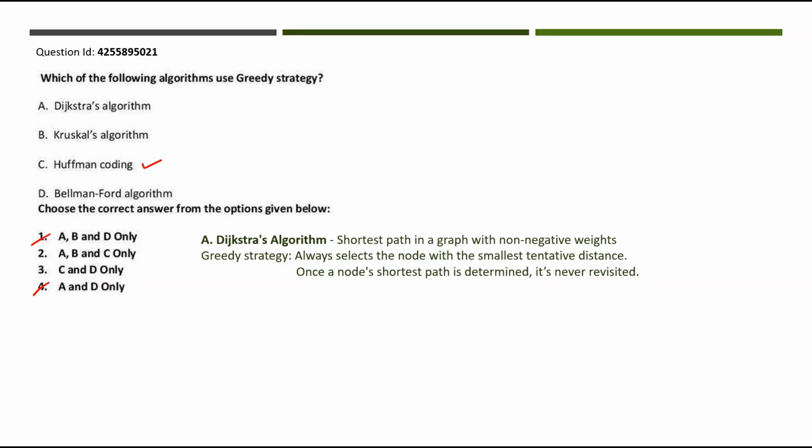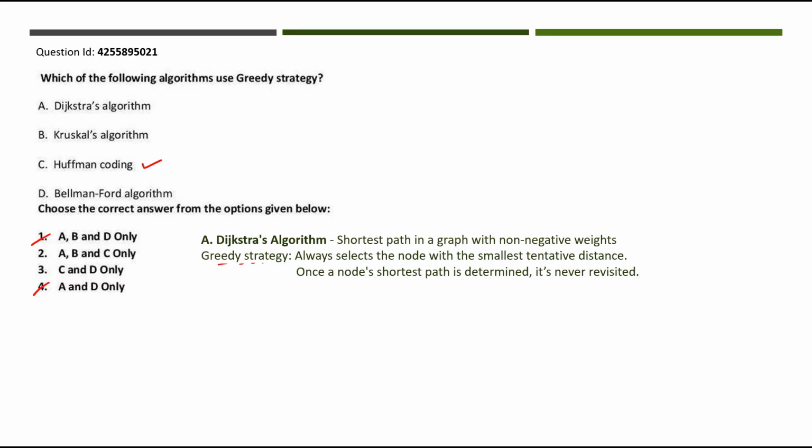Once a node's shortest path is determined, it's never revisited. If you take a graph and it finds that this is going to be the smallest distance from that moment, that will be the best decision and the optimal decision for that particular node. So it will fix that that is the shortest path. It will never revisit, is what they say. So the greedy strategy is applied in this way.